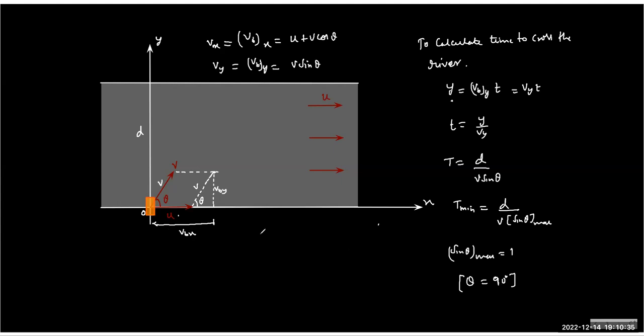~90, yes or no? Isn't it? Yes, sir. And this is what is going to prove that it is the 90, the right angle motion, which can give you the minimum time. This is what we expected, right?